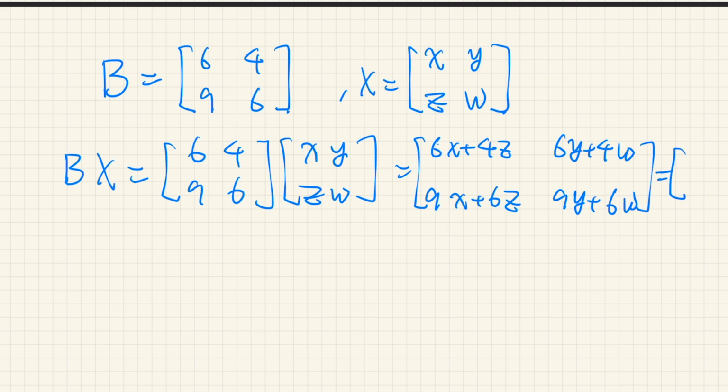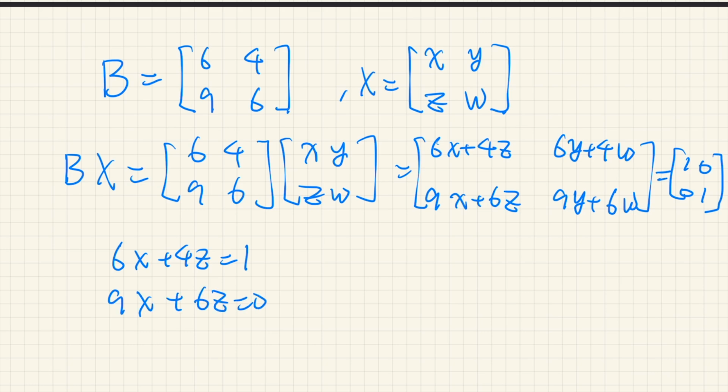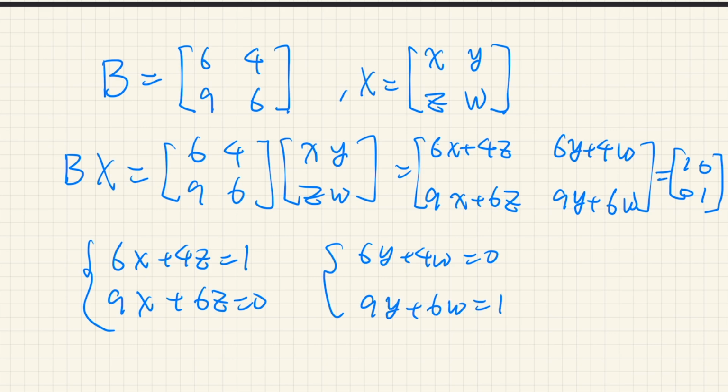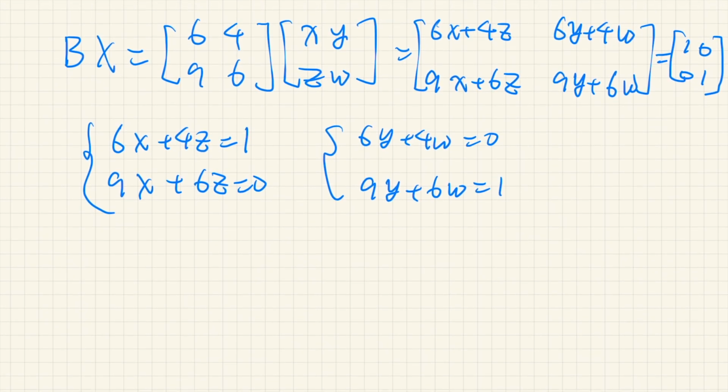This should be equal to 1, 0, 0, 1. So we have the equations 6x + 4z = 1 and 9x + 6z = 0, and also 6y + 4w = 0, 9y + 6w = 1. Okay, let's take these equations first.